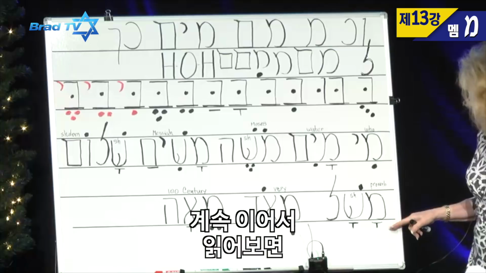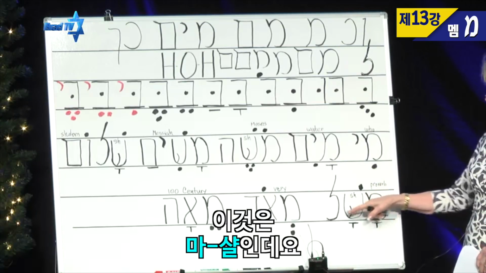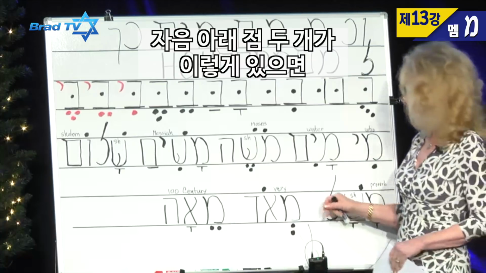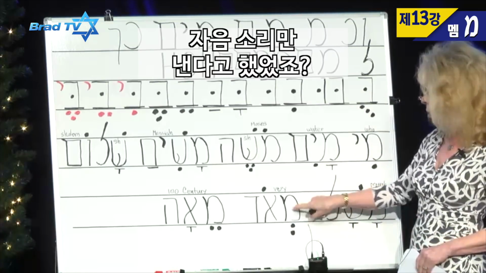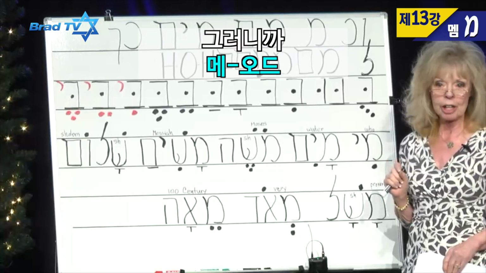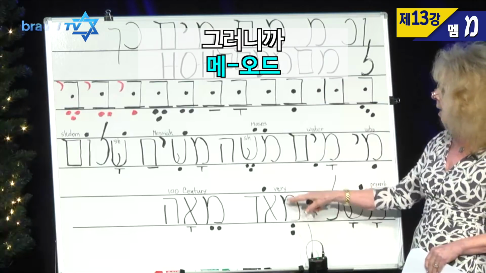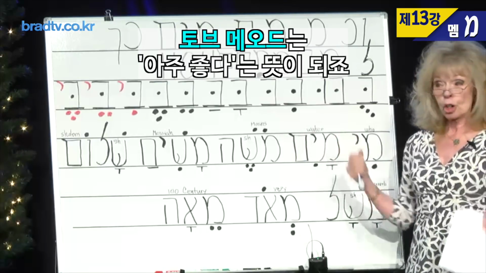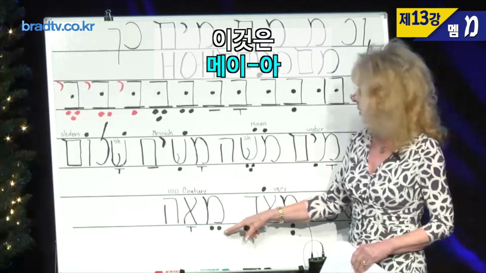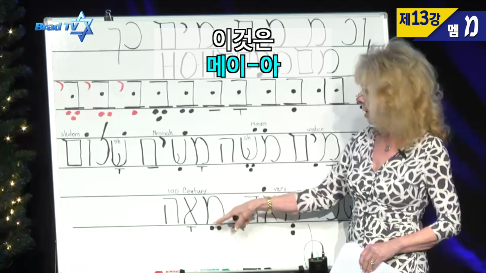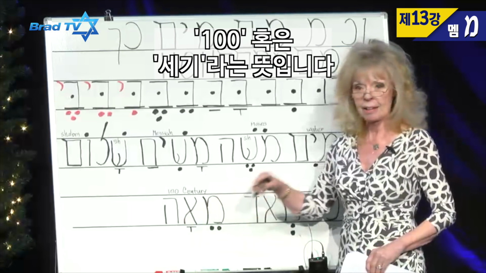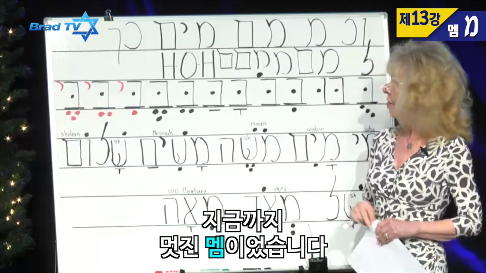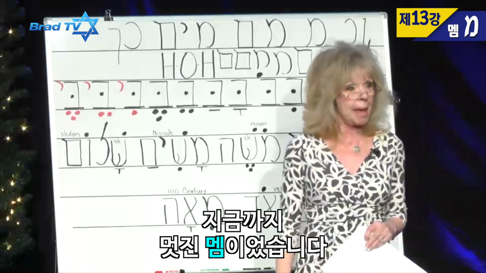All right, here we have the word mashal, and it's the proverb. It's a proverb or a parable. When the two dots are under a letter, you just say the sound of the letter. So this is going to be me'od. Me'od, it means very. Tov me'od. Very good. Tov me'od, very good. Okay, and this is going to say me'ah, which is 100, or the word for century. And that is your magnificent mem. Let's hear it for mem.